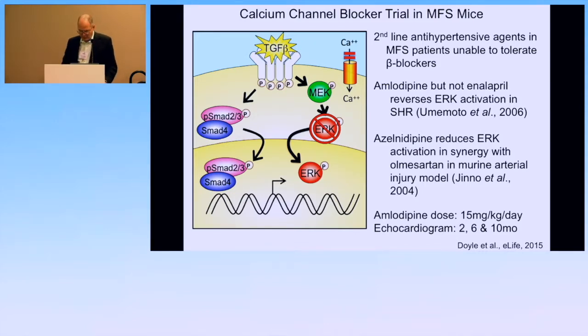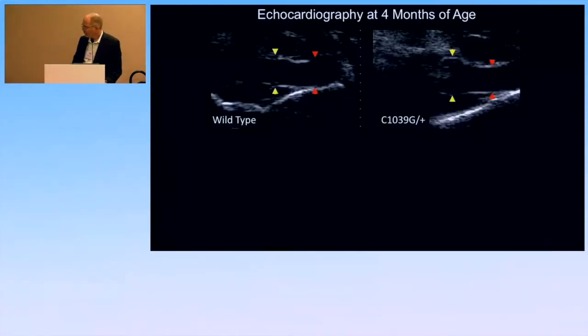So we were initially quite optimistic going into this trial. The trial involved the use of amlodipine, and the mice were followed by echocardiography. So here is an echocardiogram of a normal or wild-type mouse. The yellow arrowheads are showing you the aortic root. We know that we're in systole because the aortic valve is open. The red arrowheads are showing you the more distal ascending aorta.